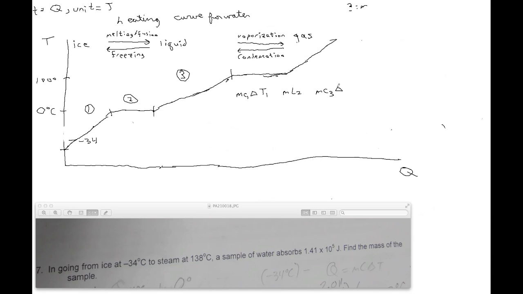And then the liquid is going to go to a gas. And that's Q is equal to ml. And then gas at 100 degrees C is going to go to gas at 138 degrees C. So that's Q is equal to mc delta T.